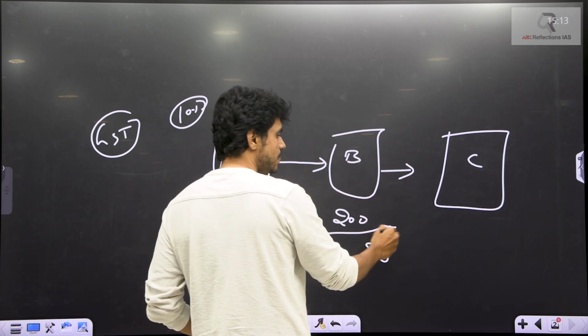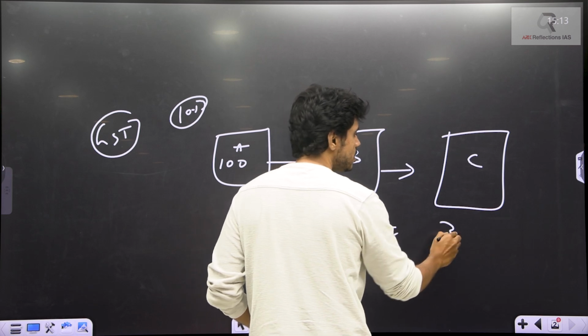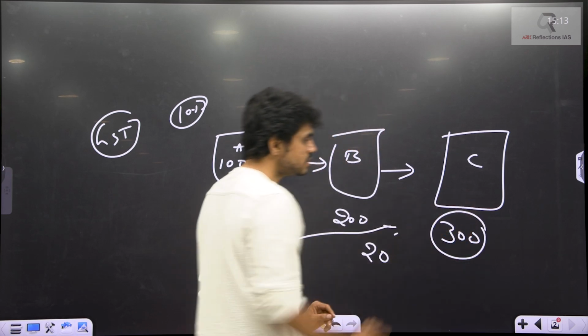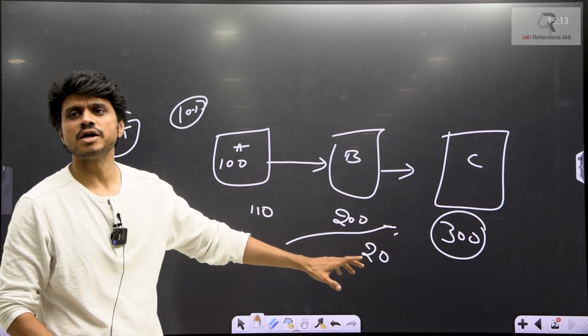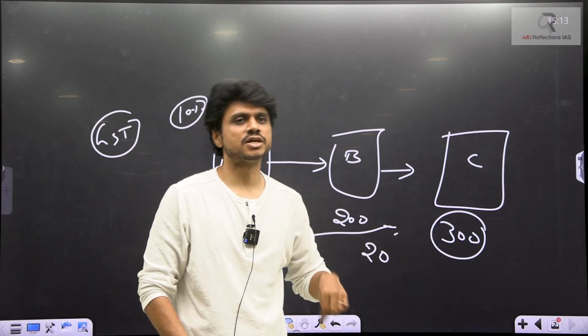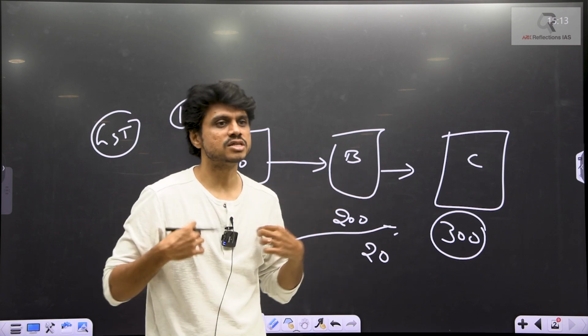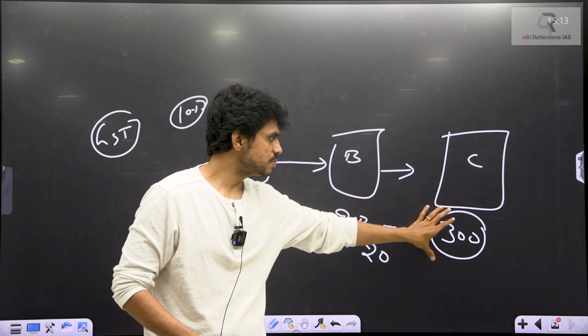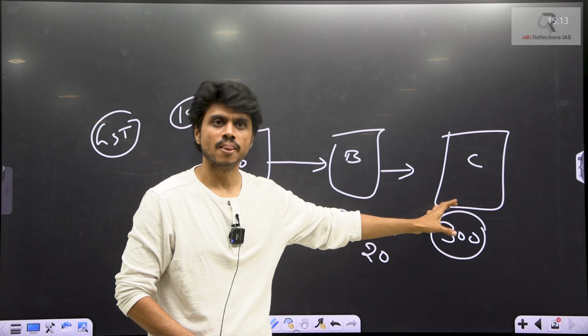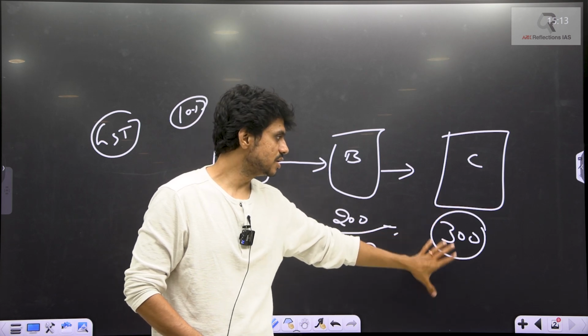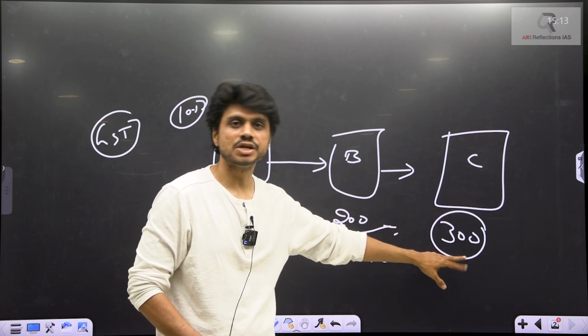Okay. And then he has paid 20 rupees. Then finally, his final price is 300. He has done some kind of marketing or design on the cloth. This person has done some kind of, let's assume cotton he has taken and he has made a basic shirt. Okay. This person has done more designs on the shirt. Okay. And then finally, selling the final product is 300 rupees.